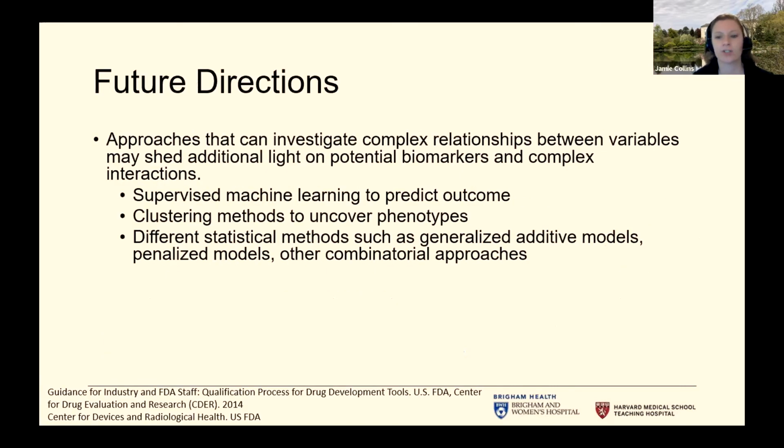Just in terms of future directions, here are some ideas that I'd like to investigate or am working on. I think approaches that can investigate complex relationships between variables may shed additional light on potential biomarkers and complex interactions. So, supervised machine learning to predict outcomes, again, in that FNIH study, to predict the composite joint space width and pain progression. And clustering methods to uncover phenotypes.